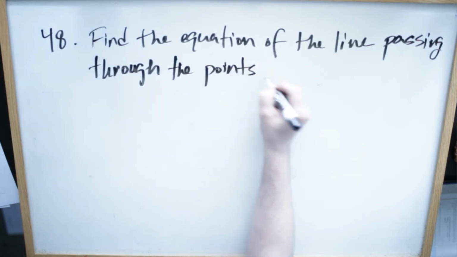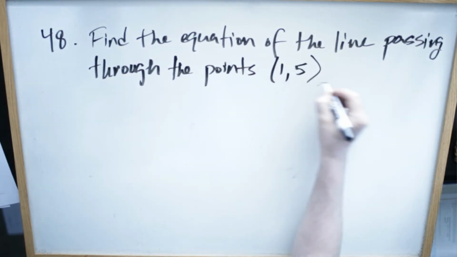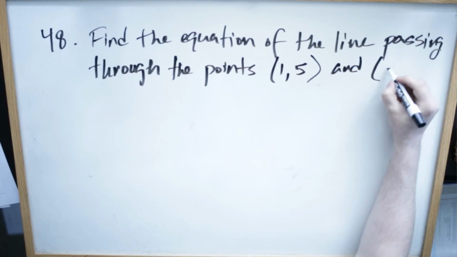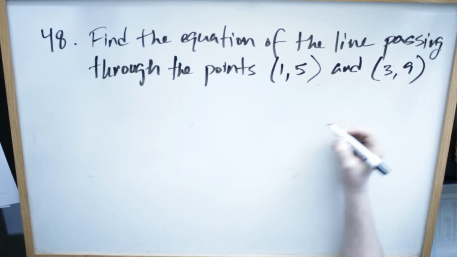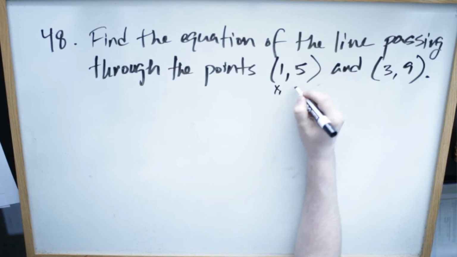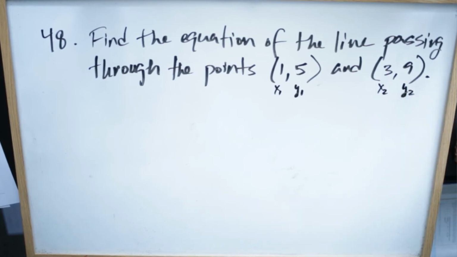So this is what we'll do. It's (1, 5). And the other point is going to be (3, 9). Okay? So right off the get-go, let's just label these. Here's my x1, here's my y1, here's my x2, here's my y2. Every time we get a point like that, we have to use our formulas for x1, y1, x2, y2. Let's just label them right off the bat.